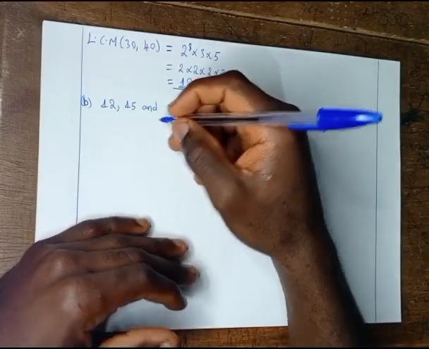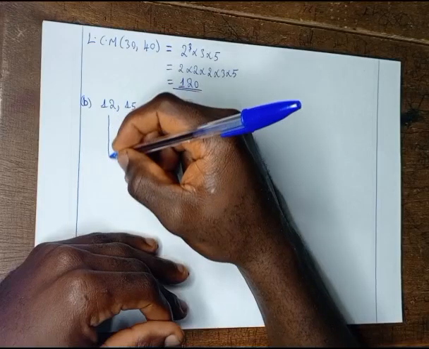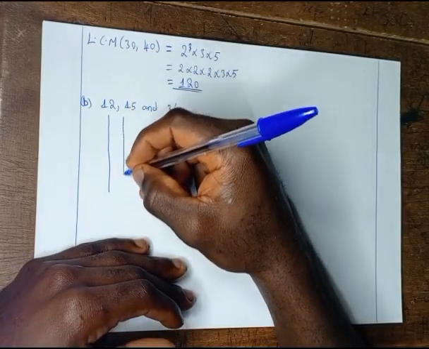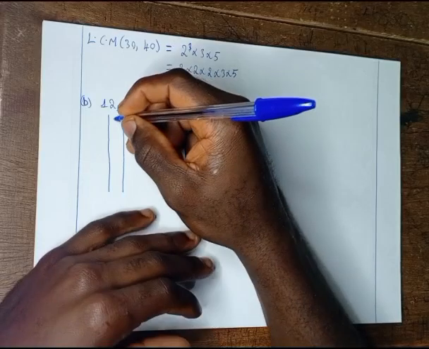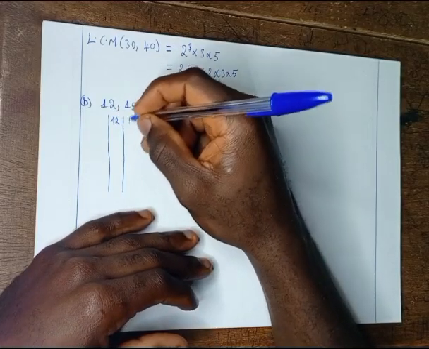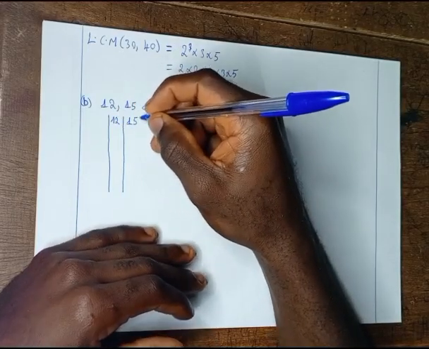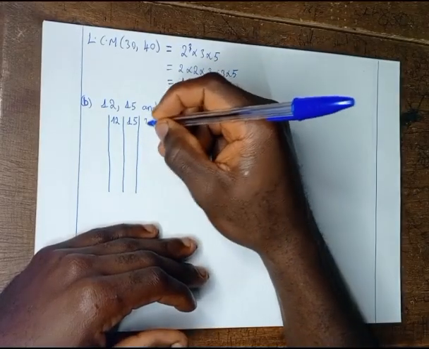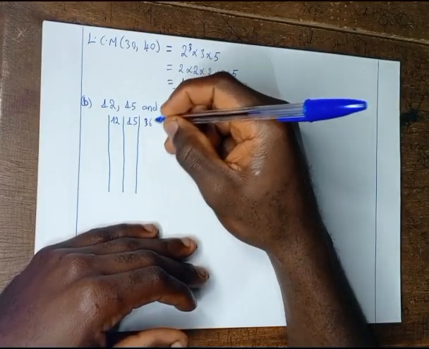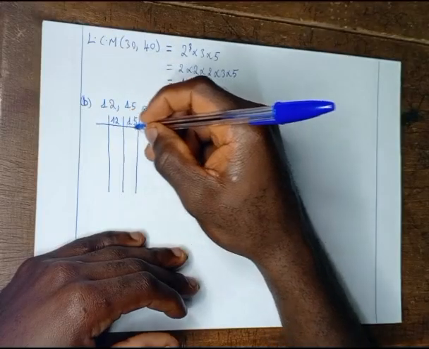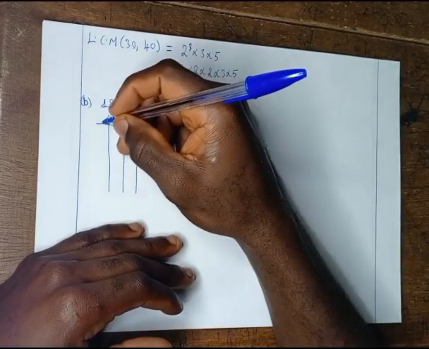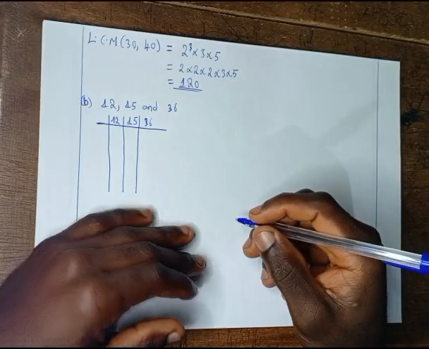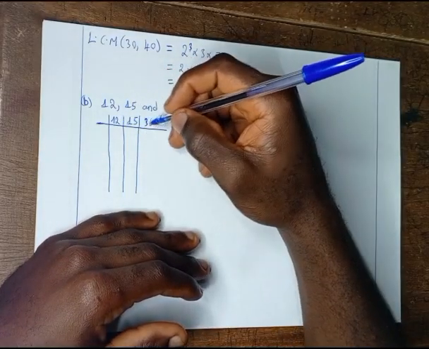We are going to have 4 columns. The first column, we are going to write down the prime factors. The first column we have 12, the second we have 15, the third here we have 36. We can start by making use of a prime factor which is common to the three numbers.